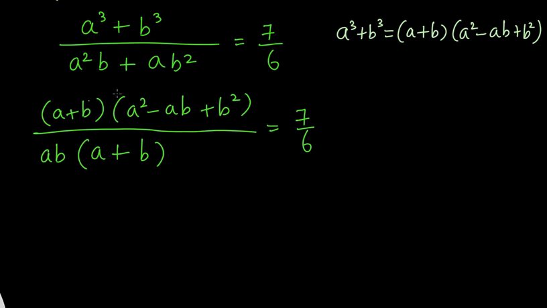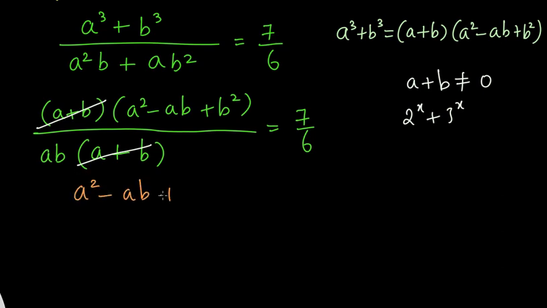Now something good will happen, that is nothing but a plus b and a plus b will get cancelled out. Okay, we can cancel them out unless they are equal to 0. So here you can definitely see that a plus b should not be equal to 0 because a is 2 power x and b is 3 power x. So exponents, right? They are always positive. So I mean not positive, but their sum cannot be 0. They cannot be 0, right? Yes. Now what have we got? So finally we have got a square minus ab plus b square divided by ab, that is equal to 7/6.